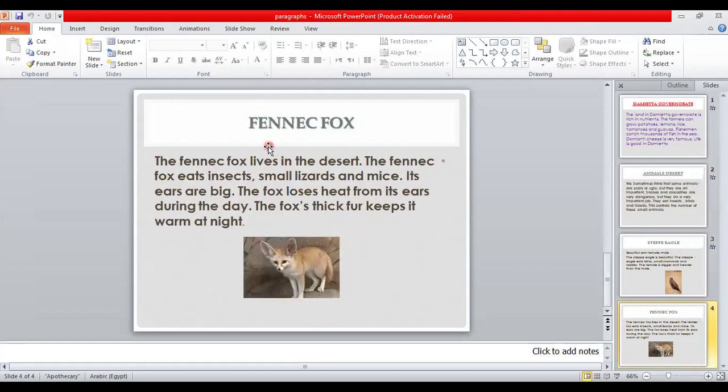The phoenix fox. The phoenix fox lives in the desert. The phoenix fox eats insects, small lizards, and mice. Its ears are big. The fox loses heat from what? From its ears. During the day, the foxes seek fur that keeps it warm at night.